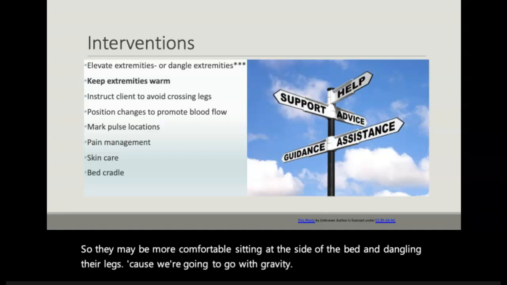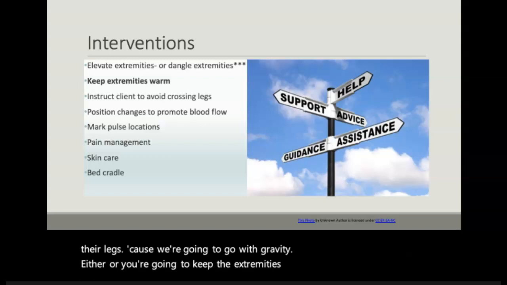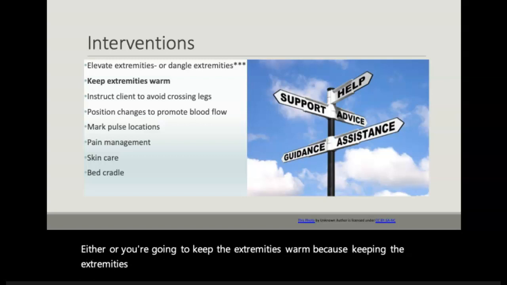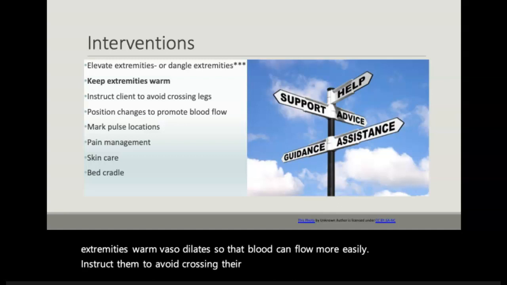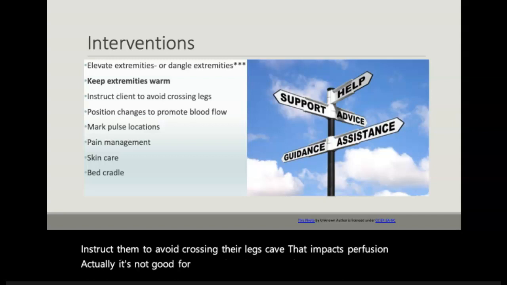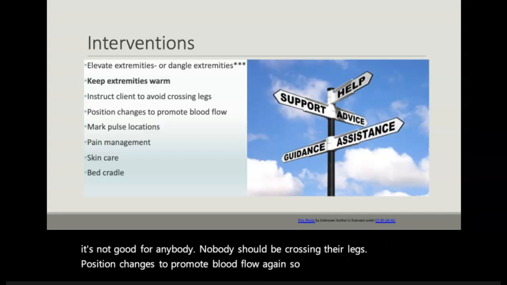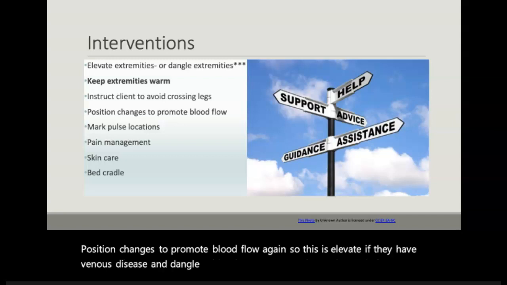Either way, you're going to keep the extremities warm, because keeping the extremities warm vasodilates so that blood can flow more easily. Instruct them to avoid crossing their legs. Okay, that impacts perfusion. Actually, it's not good for anybody. Nobody should be crossing their legs. Position changes to promote blood flow. Again, this is elevate if they have venous disease, and dangle their lower extremities if they have arterial disease.